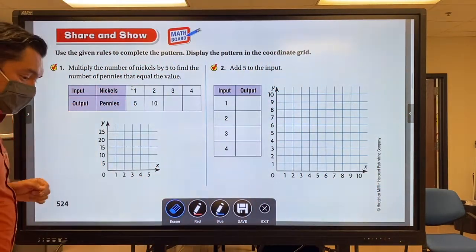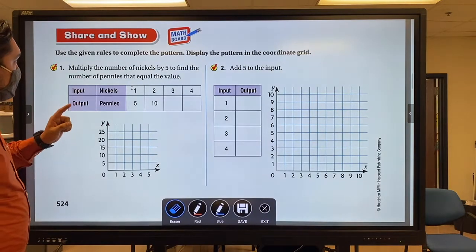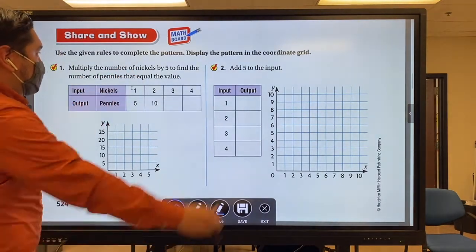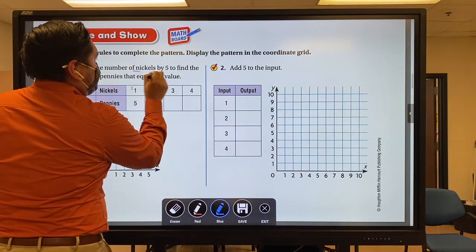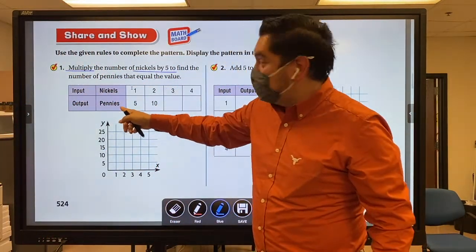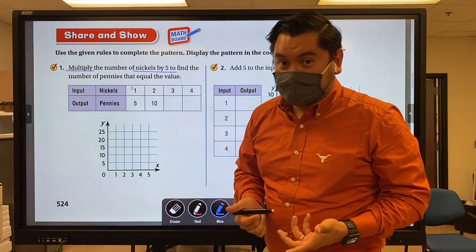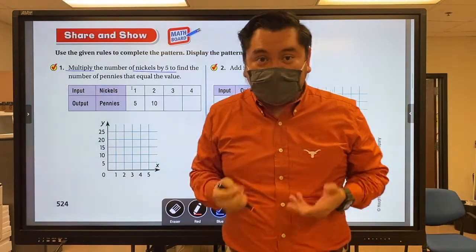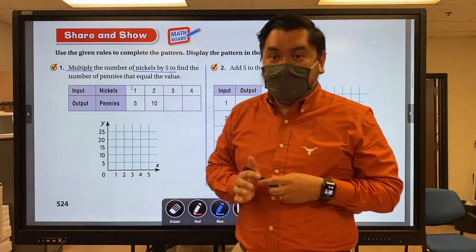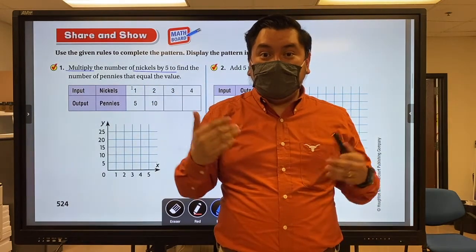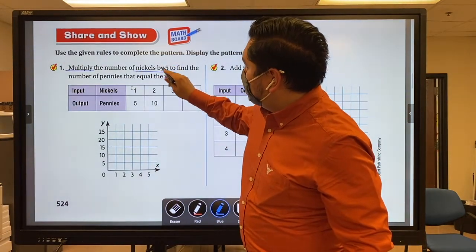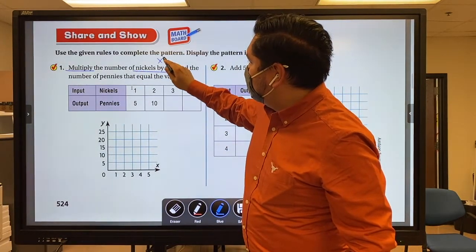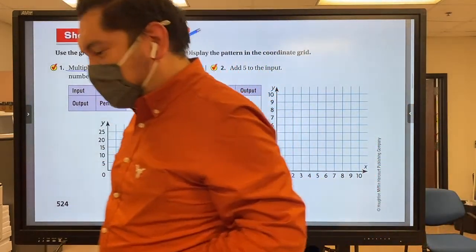All right, number 1, Lisa, multiply the number of nickels by 5. Multiply, keyword. Multiply by 5. So I'm gonna multiply to find the number of pennies that equal the value. This is a rule they're giving you. It's saying, hey, anything that you have in the input, you're gonna multiply it times 5 to figure out what the output is. So where it says by 5, I'm gonna do it times 5 because I know it means multiplication. So please do that too.